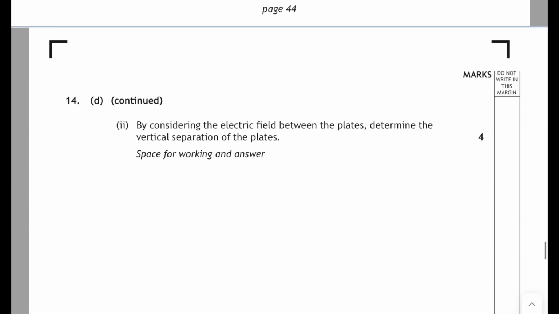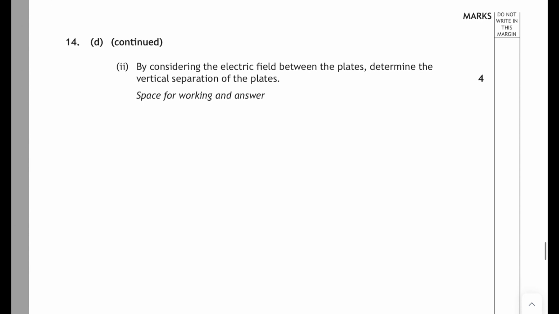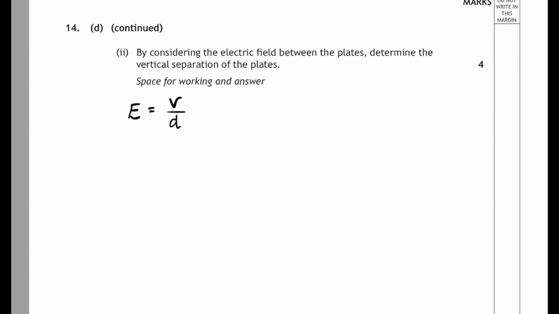Moving on, 14 part D, part 2: by considering the electric field between the plates, determine the vertical separation of the plates. So we want this relationship, and it's small d that we want to work out. Now, before we can work out small d, the vertical separation of the plates, we need to work out the electric field strength. And we've got another relationship for working out electric field strength. It's this one, E equals F over Q. And then we can make these two both equal to each other.